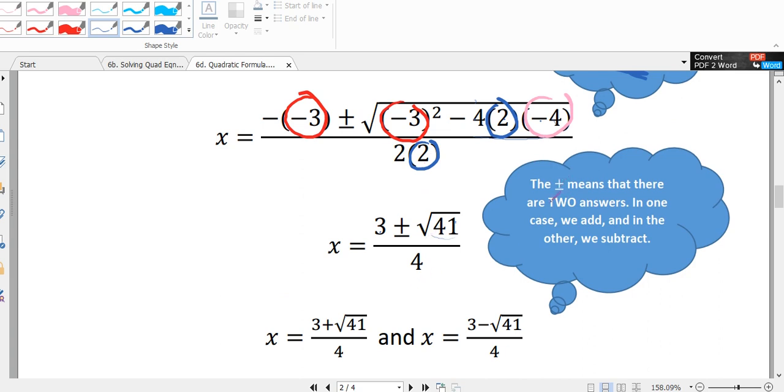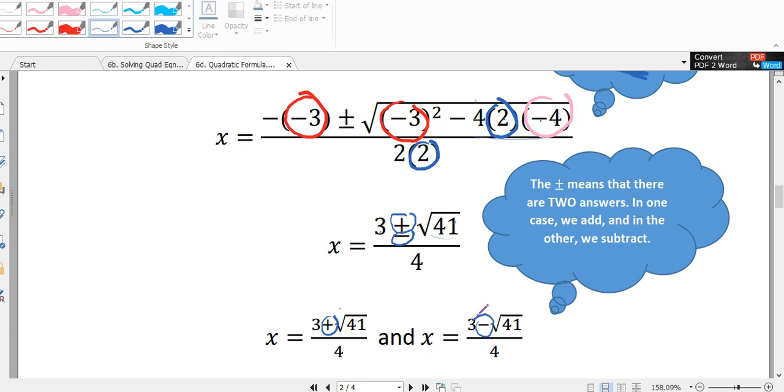Now, the plus and minus means there are 2 answers. In one case we add, and in the other case we subtract. That's why there is a plus sign and a minus sign. Okay? And why do you think we do that?